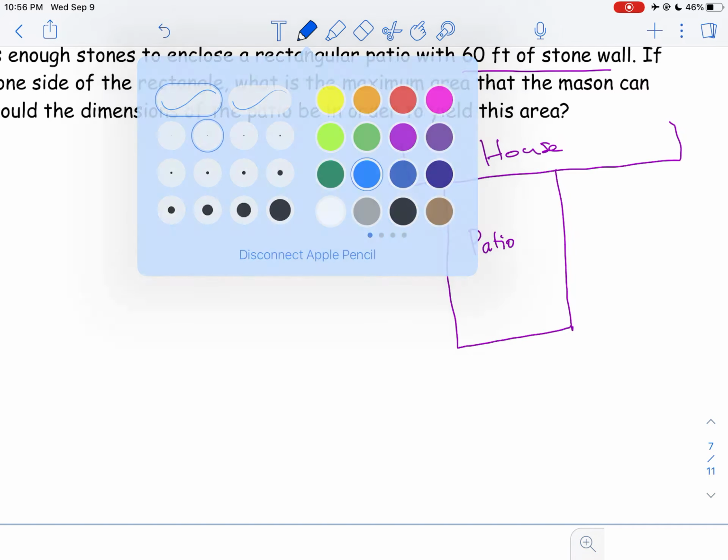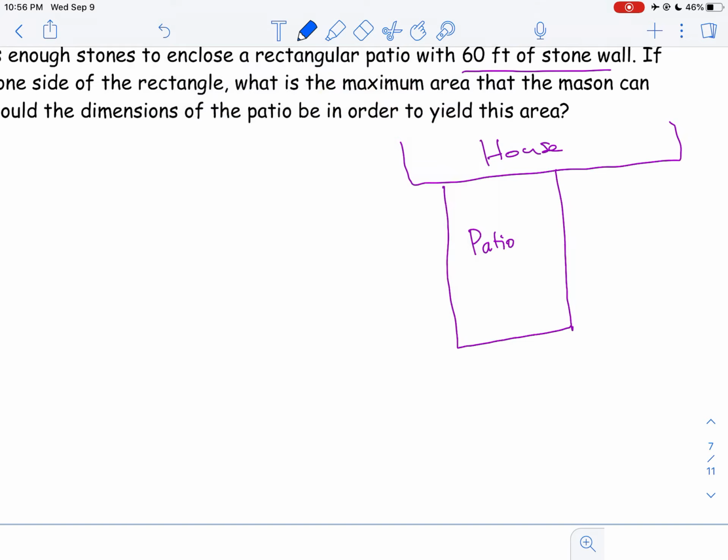Or we could make the patio maybe wider and narrower. The key though is we only have 60 feet of stone wall. So whether I make it one way or another, we can only do 60 feet of wall.